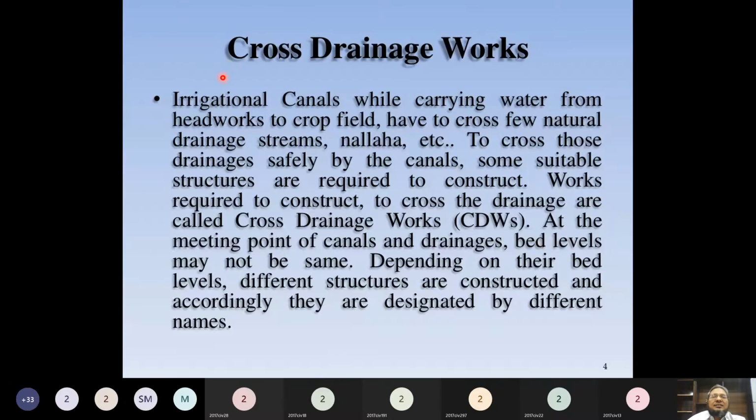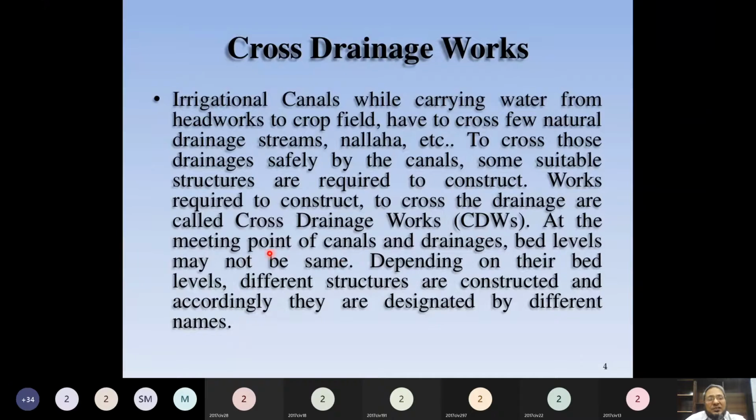Now, whatever we have discussed about the cross drainage works, the same is mentioned here. So we can read it. Irrigation canals, while carrying water from head works to crop field, it means all types of canals, main canal, branch canal, distributary and minors, have to cross a few natural drainage streams, nalas, etc. To cross those drainages safely by the canals, some suitable structures are required to be constructed. So works required to be constructed to cross the drainage are called cross drainage works.